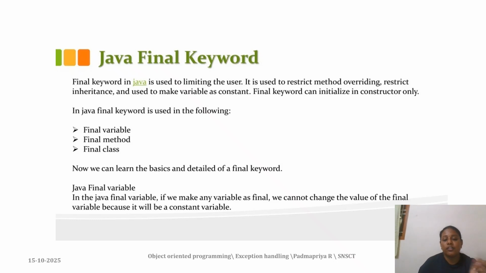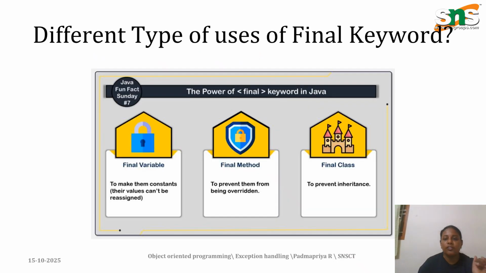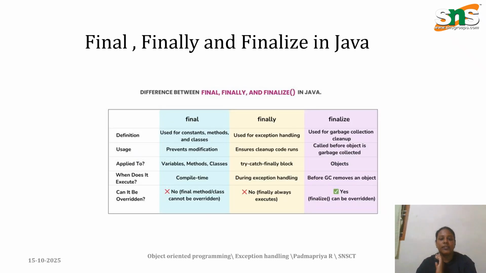The final keyword can be used with a variable, method, or class. For the Java final keyword, if we make any variable final, we cannot change the value of the final variable because it becomes a constant variable. So these are the different uses of the final keyword: final variable, final method, and final class.